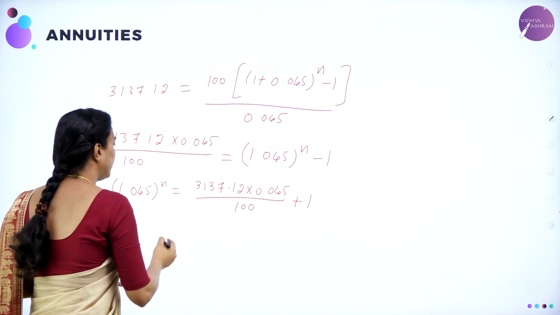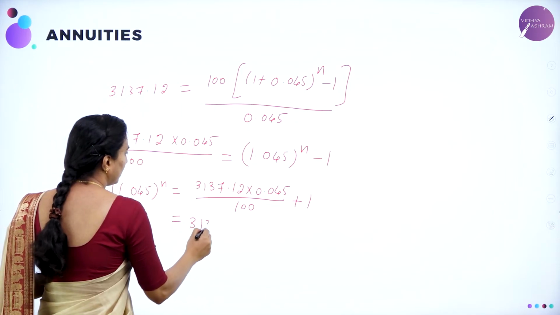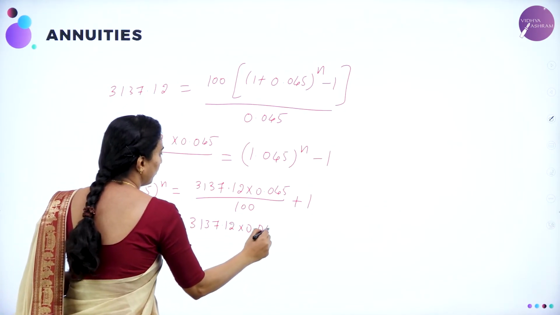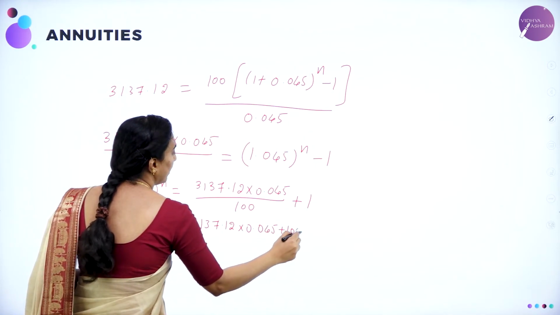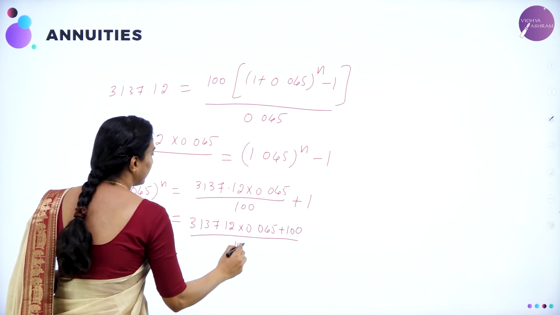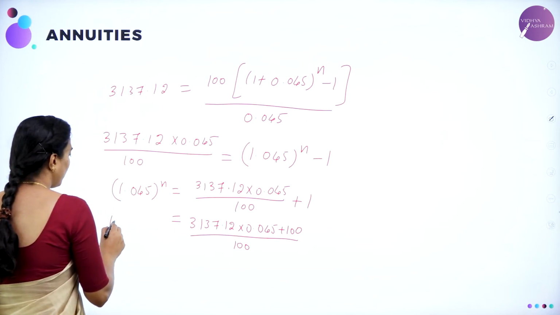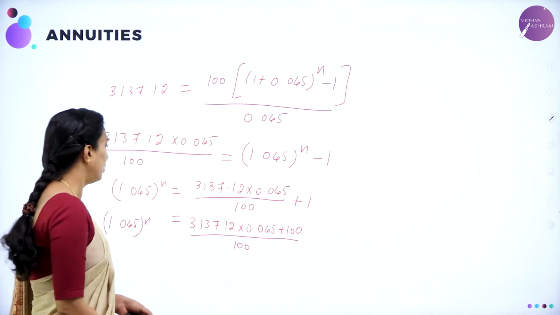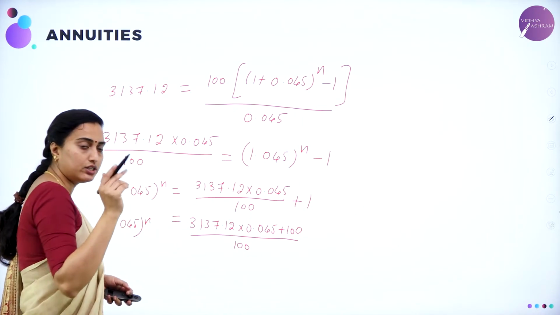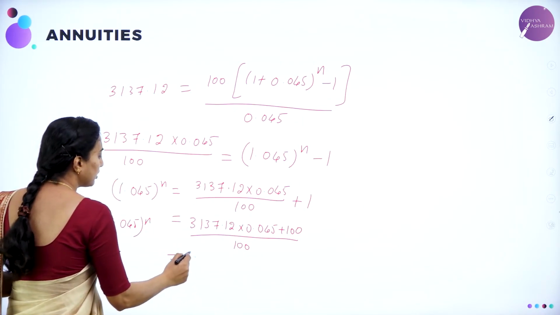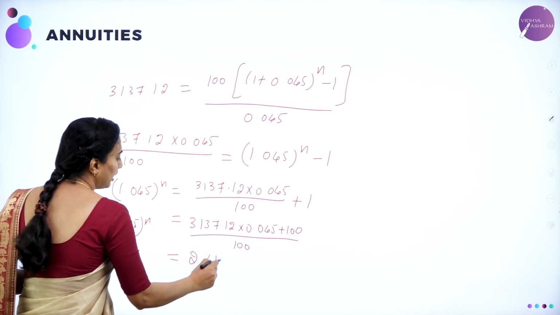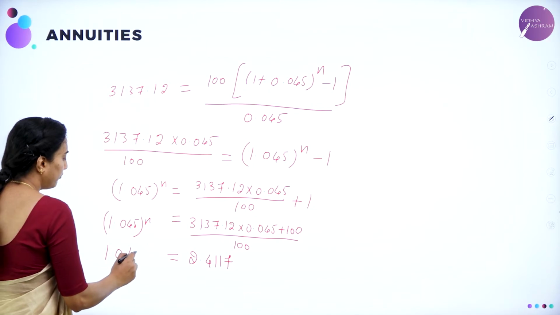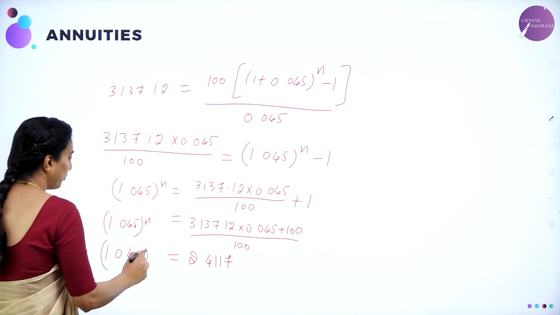Now calculating this, 3137.12 into 0.045 plus 100, divided by 100, is 1.045 whole to the power of N. So after doing this calculation, you are going to get the answer 2.4117. So on the left hand side you have 1.045 whole to the power of N.